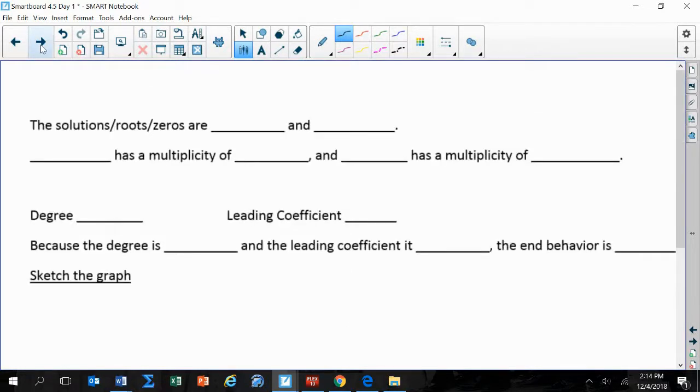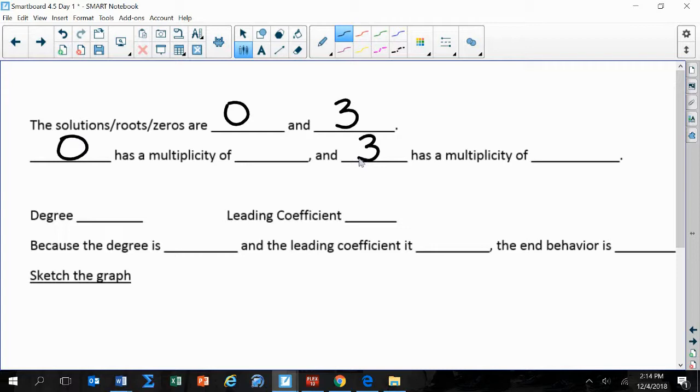All right, so now we're going to fill in some blanks. It says the solutions are blank and blank. What did I just get for my solutions? 0 and 3. Okay. Remember, synonyms for solutions are roots, zeros. Those are all synonyms. X-intercepts, right? That's another synonym. Here's what I want you to fill in. 0 has a multiplicity of blank, and 3 has a multiplicity of blank.